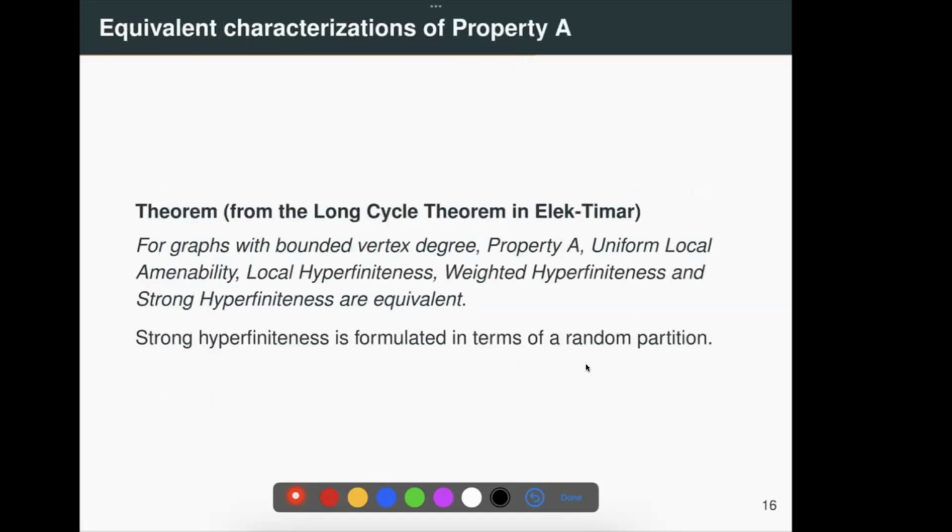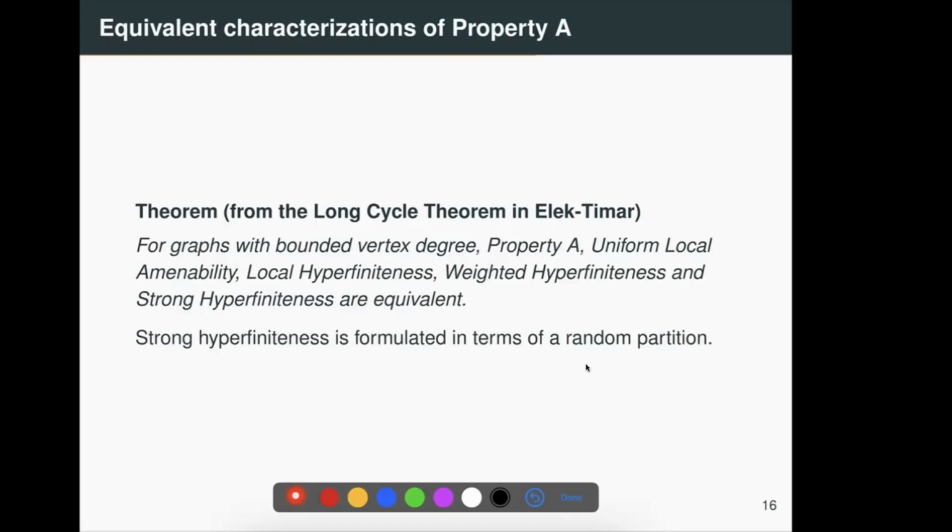Next, in the remaining time, I want to explain the property A characterization. Like amenability, there are dozens of equivalent characterizations of property A, and Gábor Elek has done a lot of work around this. This theorem you can find in this nice paper of Elek and Tessera. They called it the long cycle theorem, and they give the whole proof of these equivalent characterizations. Here, I'm not going to explain all the definitions.